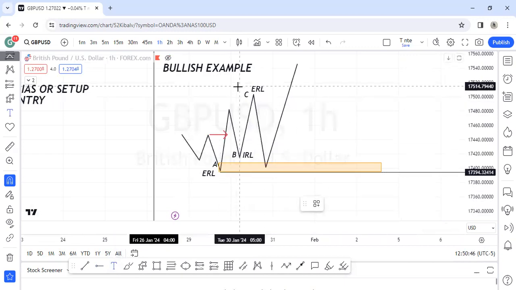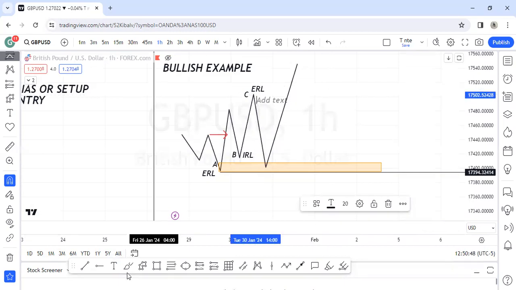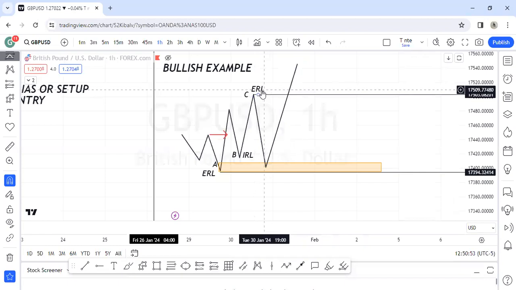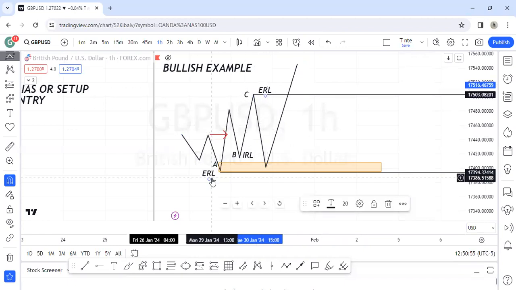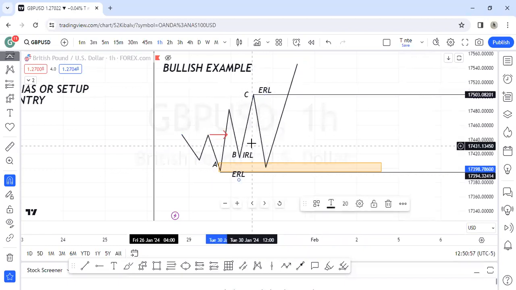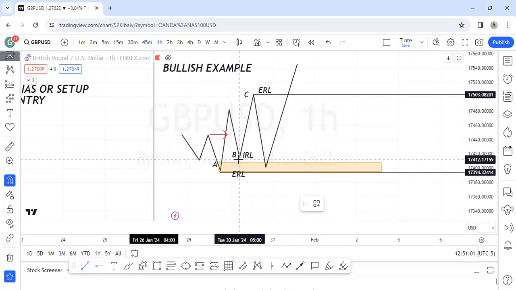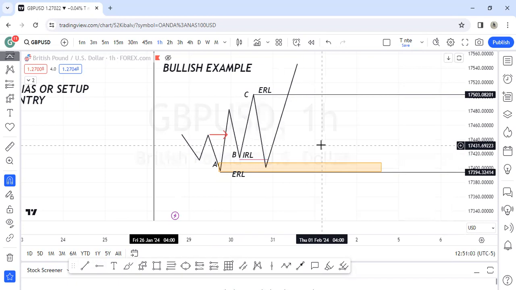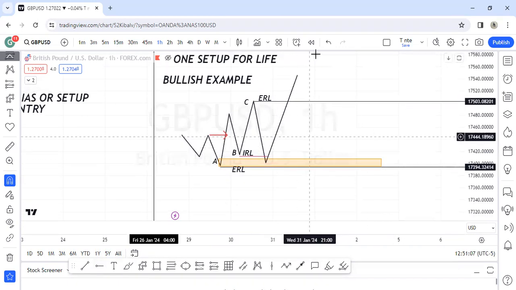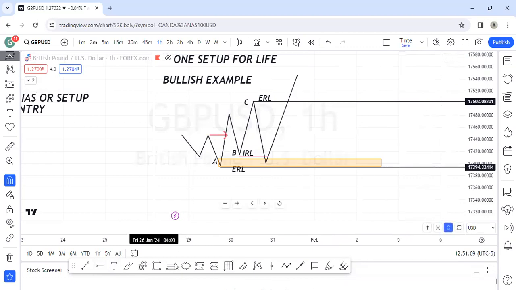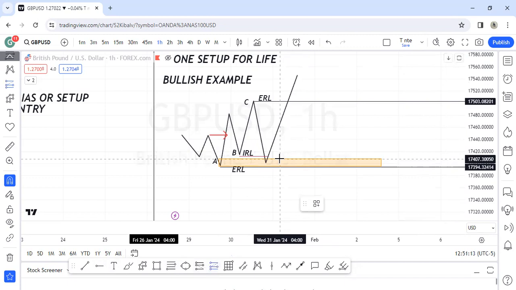Right, so we have that. Right, so this is it. Some people will say, okay, this is my C leg, external range liquidity. That is it. This is how some people see their own structure. This is all they look for. So now, if you are taking your trade, you can say, okay, let me buy at this A leg.